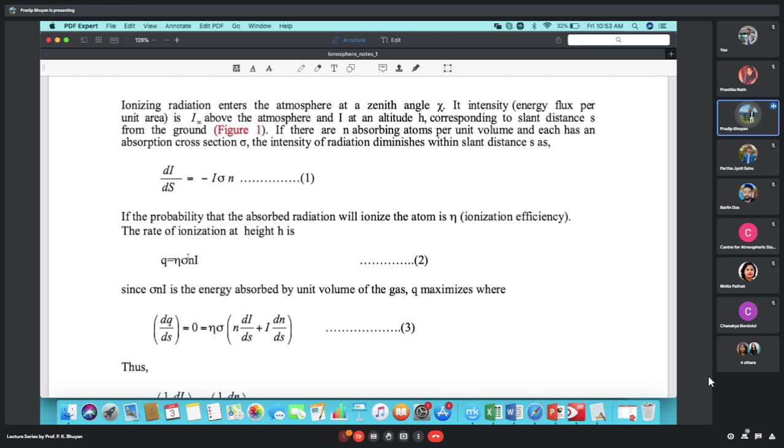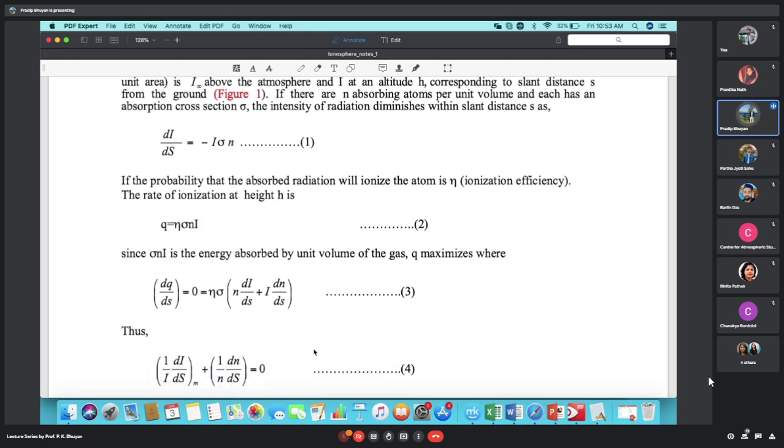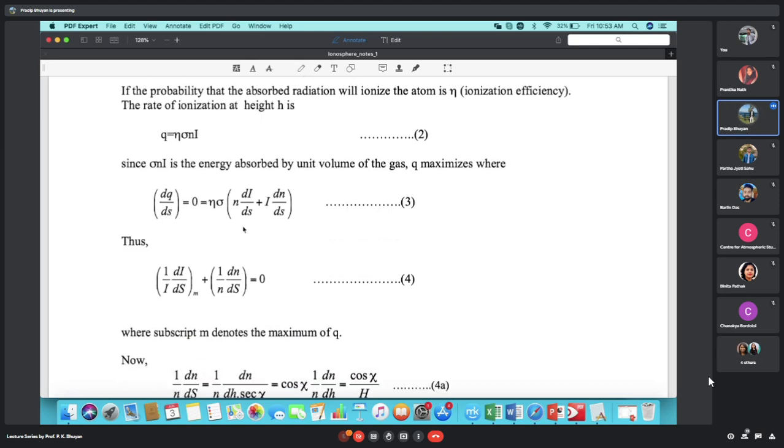So this eta, sigma and n is a variable, I is also variable, so we can write it like this: n dI/ds plus I dn/ds. Now, because eta and sigma are not 0, the left-hand term is 0, so the term within the parenthesis has to be 0. So we can rearrange it, take one term to the right-hand side, make it minus, then I goes to the denominator of dI/ds, n goes to the denominator of dn/ds, and again rearranging, you get this equation 4.